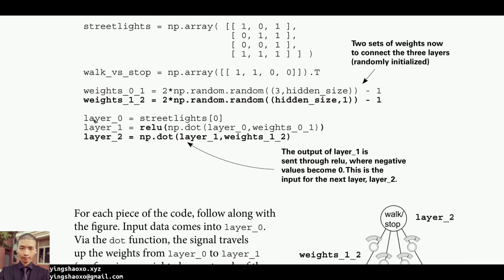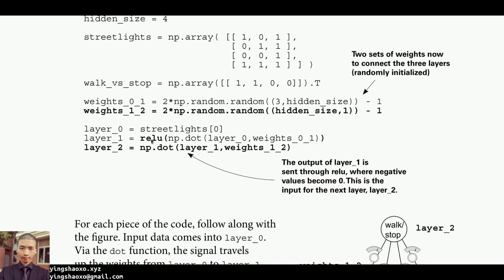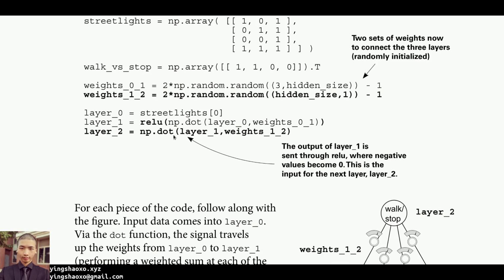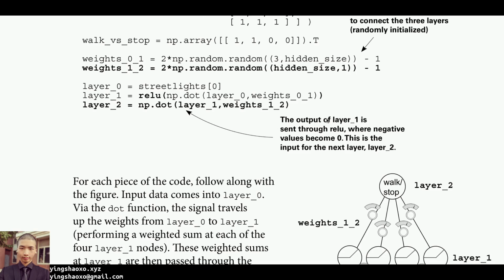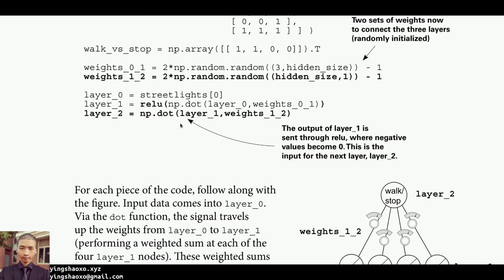Then he defined the first layer, which is the input. Then he used ReLU to calculate np.dot of layer 0 times the weights. Then he got layer 2 by using np.dot of layer 1 times weights 1 2. The output of layer 1 is sent to ReLU, where negative values become 0. This is the input for the next layer, layer 2. So at least we can know one thing from this code: the previous layer's output is the input for the following layer.